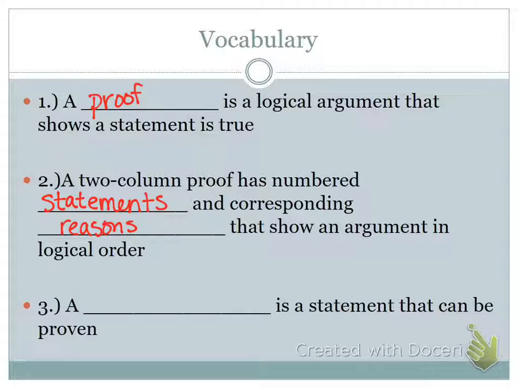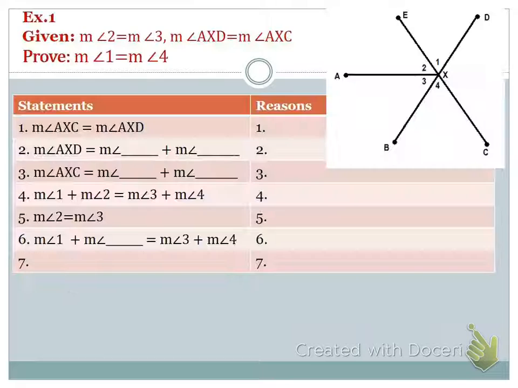The last one we should technically already know. What kind of statements can be proven? It's an old vocab word. Theorem. A theorem is a statement that can be proven. Yeah. All right. First example.